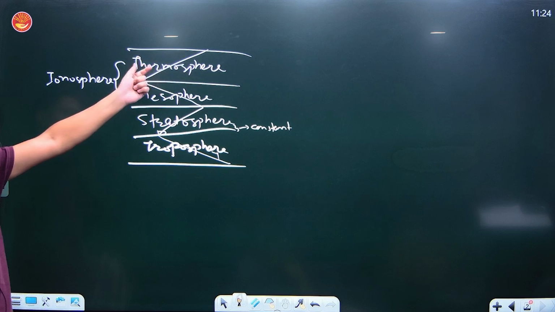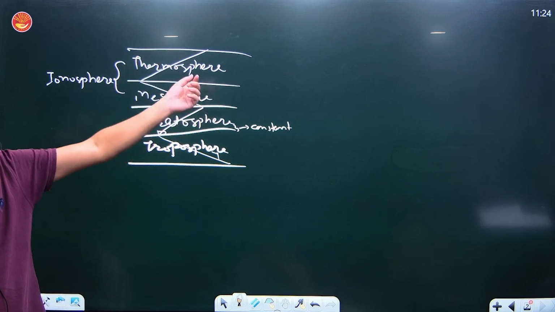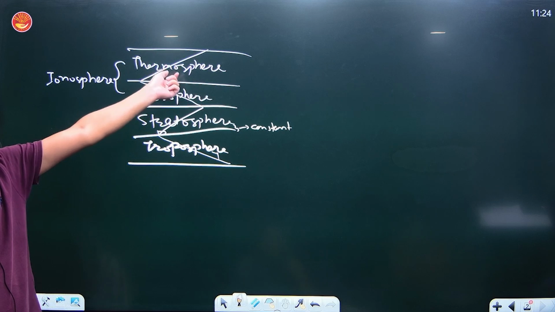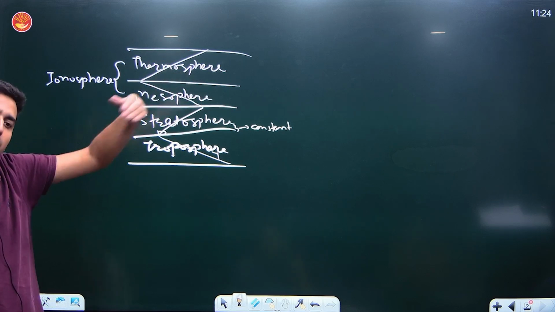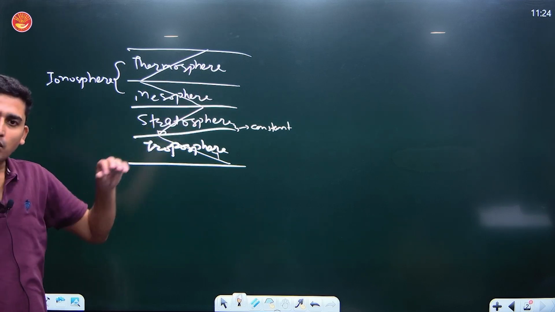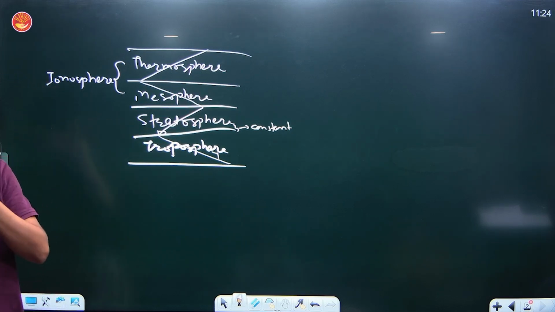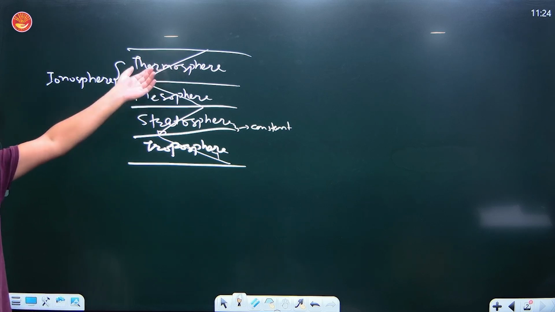There is slightly a disagreement among the different scientists regarding the thermopause. Some consider there is a thermopause, some consider there is no thermopause. There is just the outer atmosphere beyond the thermosphere. Matlab the thermosphere merges into the outer atmosphere, the exosphere to be precise.